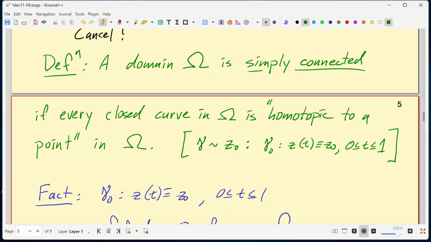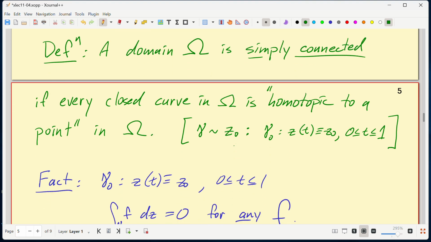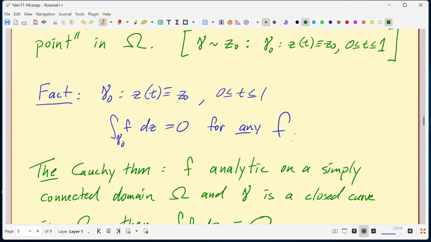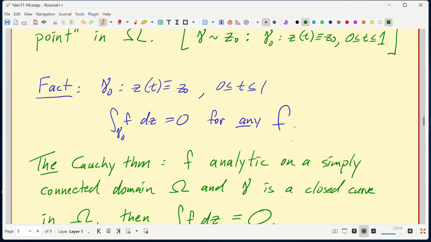Okay, so being homotopic to a point means, as I wrote there, gamma is homotopic to z naught. That means the gamma naught curve would be given by z of t constantly equal to z naught. So that's a curve that just sits at z naught, and that's like pulling a rubber band down to a point. And I showed you above that when you have a constant function, the integral is 0. So if that curve is homotopic to a point, then the integral of f around it would be 0.